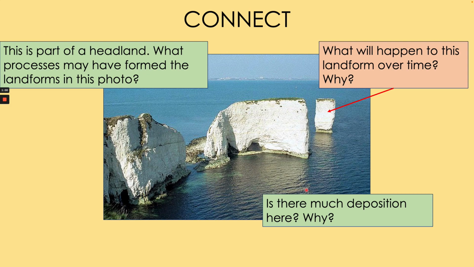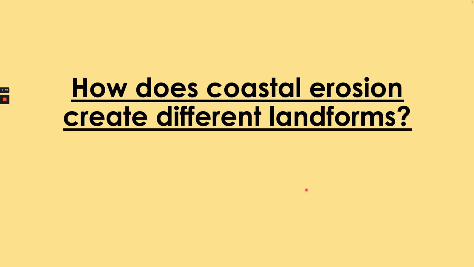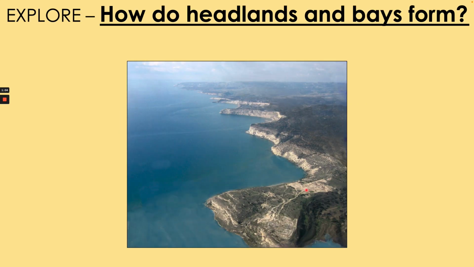Let's go. Key question. First landform. Along the south coast of the UK, part of it is called the Jurassic Coast. It's more than 300 million years old. It's made of carboniferous rocks such as limestone and chalk. And one of the features of the Jurassic Coast is that it looks like this.